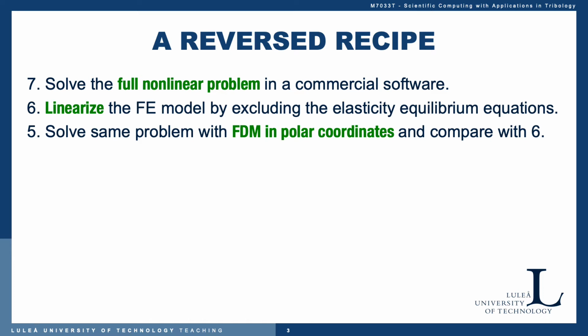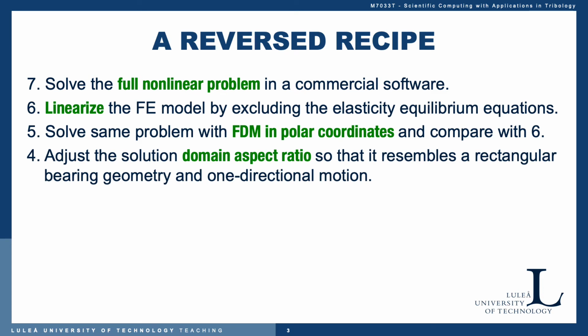The only thing we need now to ascertain is that the quantities are predicted at right levels. I mean, if they compare well, we have at least got the qualitative agreement. Now, if we adjust the domain aspect ratio so that it resembles a rectangular bearing, then we can later on compare this to a perfectly rectangular bearing in Cartesian coordinates, and that will be the next step.